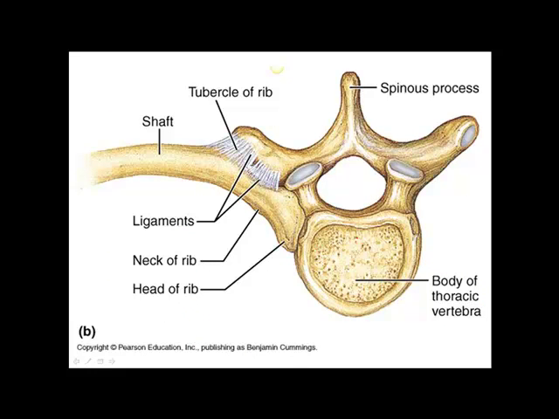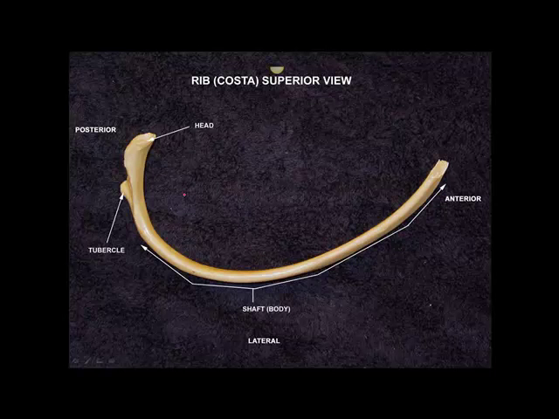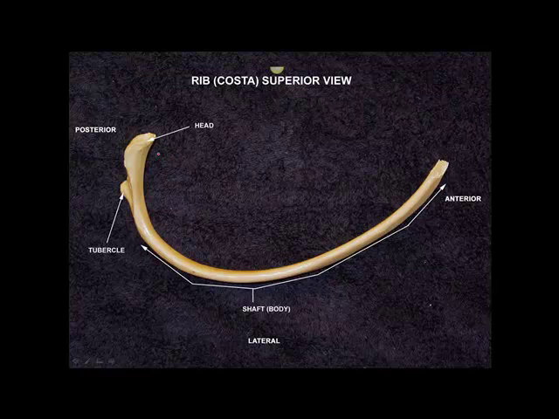So if we take a superior view, here's the body of a vertebrae right here. Okay, and these facets are going to articulate with the vertebrae above. These facets are going to articulate with this one, and this one right here will articulate with the angle of the rib here. And here's our attachment to the demifacet right here. Okay, here's what it looks like. Here's the head. Remember, this is going to have 2 attachments to 2 different vertebrae. Here's a tubercle. And here's the neck. This is the shaft or body, and this is also the angle here.